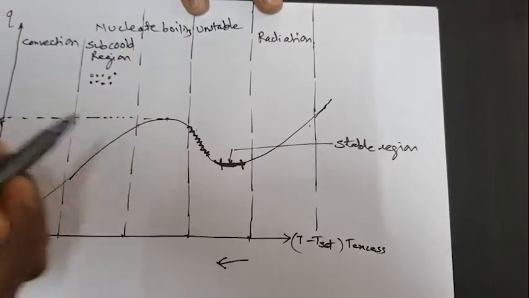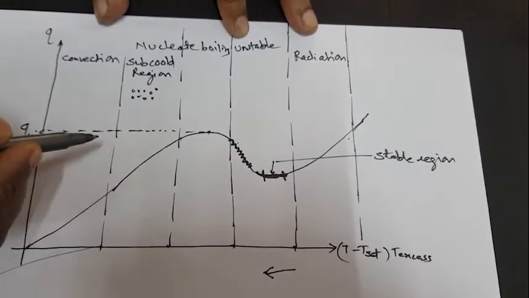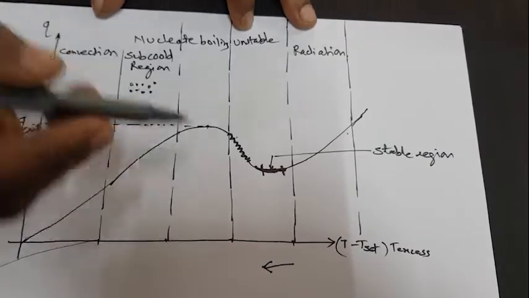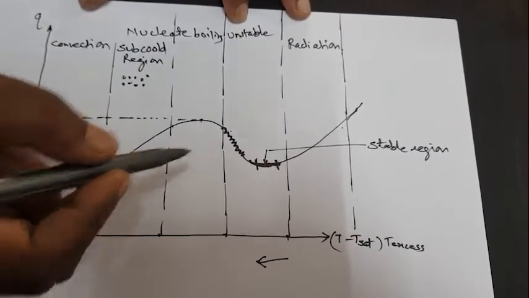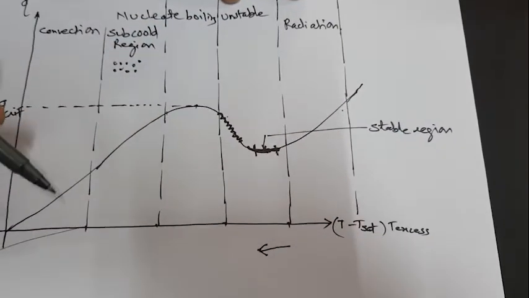So, in our experimentation we have made use of one wire. A nichrome wire is used, on which we are going to observe all these regimes.